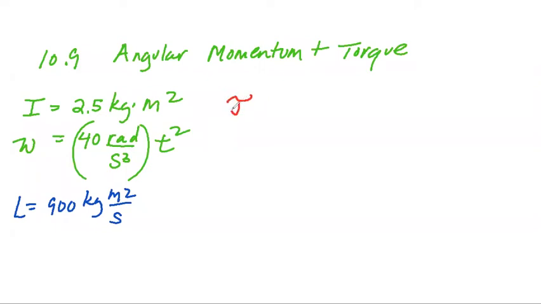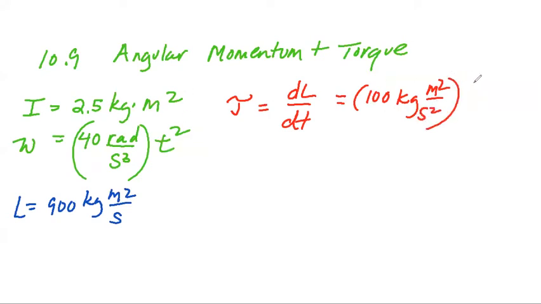All right, and similar to force and linear momentum, we've got tau equals dL/dt. And so that's going to be equal to, what was L? Let's see, 2.5 times 40 would be 100, right? 100 kg meter squared over second squared. And then differentiating that, you get 2t.